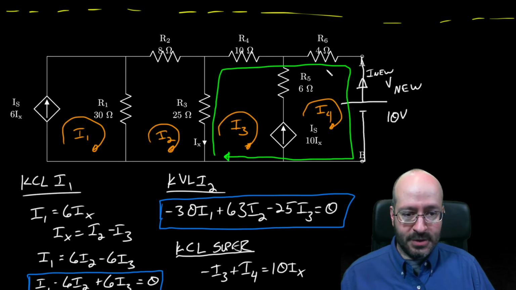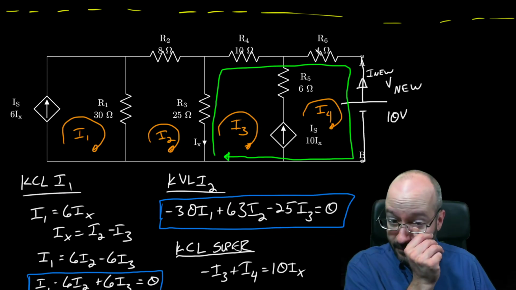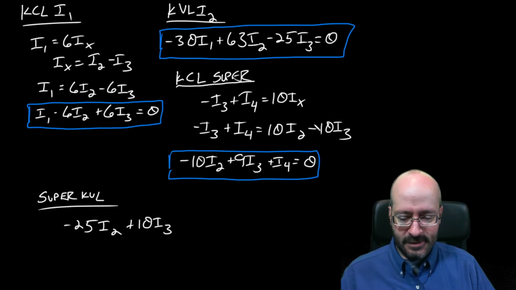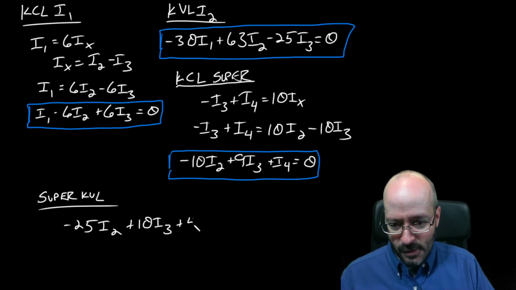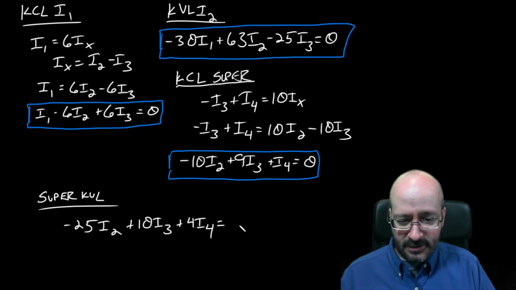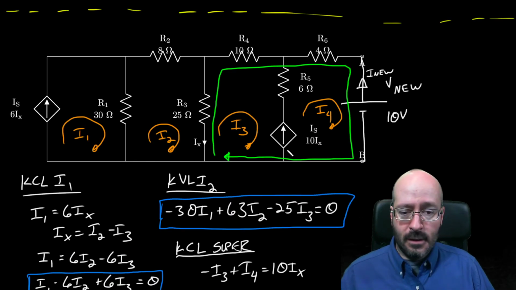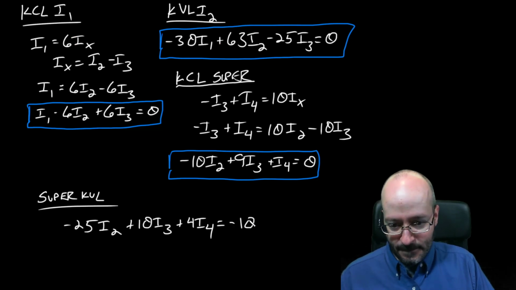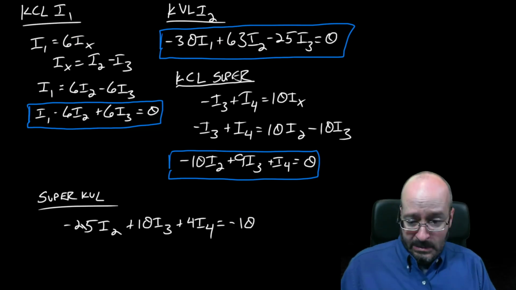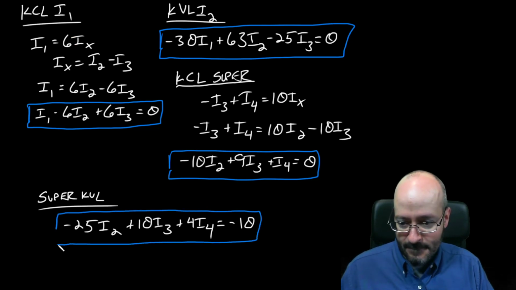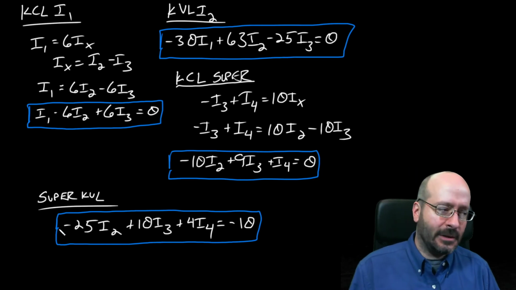Okay, what does the super loop share with I4? It only shares this 4 ohm here, so it's plus 4 I4. Okay, right-hand side is any sources. So it looks like we go down across the 10 volt, so it's going to be negative 10. Okay, so shortcut still works. It was a little quicker because of that, but you got to remember what questions to ask yourself.